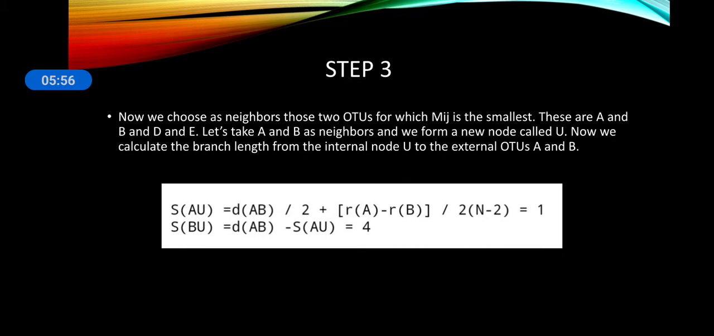Likewise, you'll have to calculate S of BU. S of BU is a little bit simple. That is, D of AB minus S of AU, which is equal to 4.